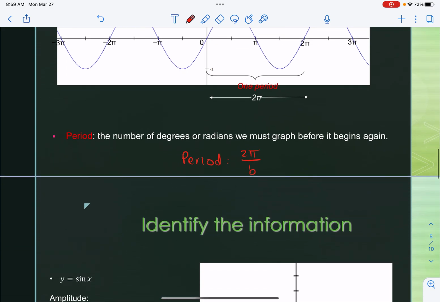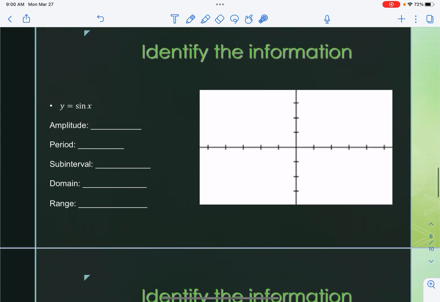So it's going to be in this format: y is equal to a sine of bx. That's going to be the coefficient of the variable. So this is the general form that we're going to be looking at. We're going to look at the a, which is our amplitude, and our b, which we're going to get our period from. So to graph these functions, we're going to need a couple things. Let's start off with the first one.